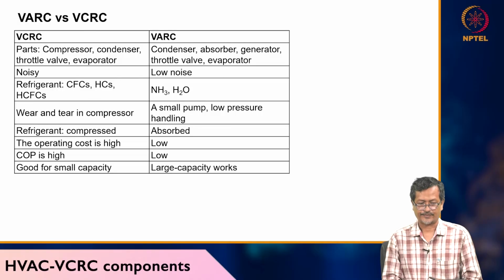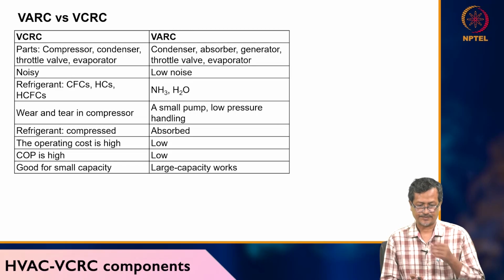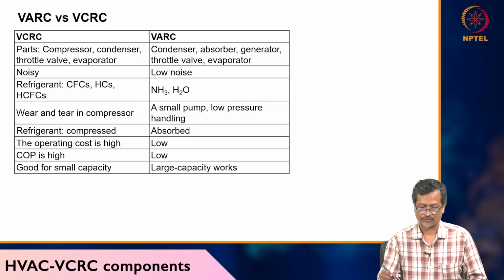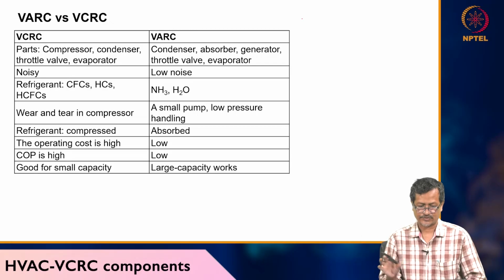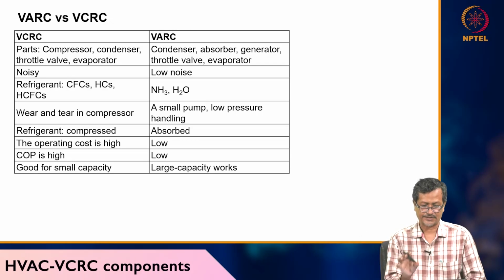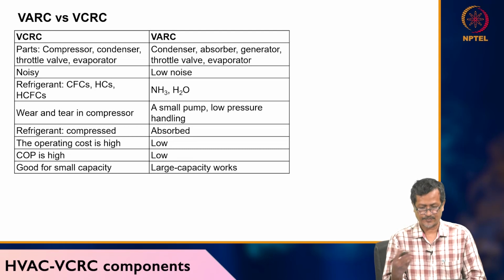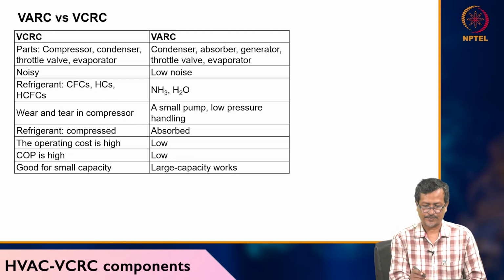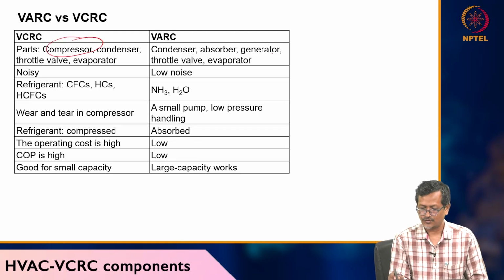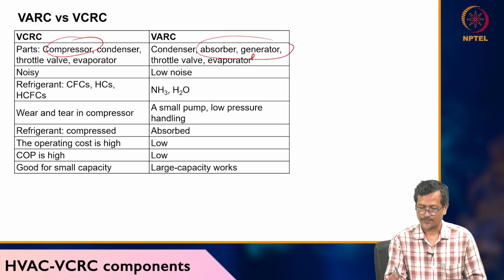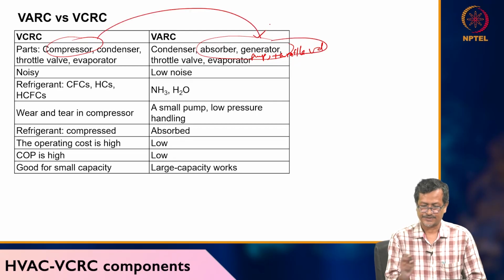Now, vapor absorption and vapor compression systems we discussed. What are the differences actually? The vapor compression system has a compressor, condenser, throttle valve and evaporator. Basically there are some other parts too, but the key parts are compressor, condenser, throttle valve, evaporator. But in a vapor absorption system, you replace the compressor with an absorber, generator, one pump and one extra throttle valve. So this section is replaced by this one.